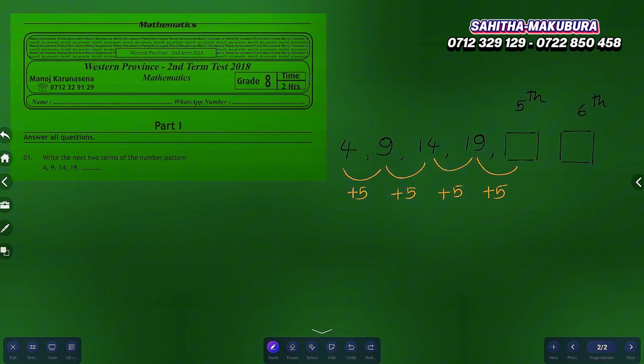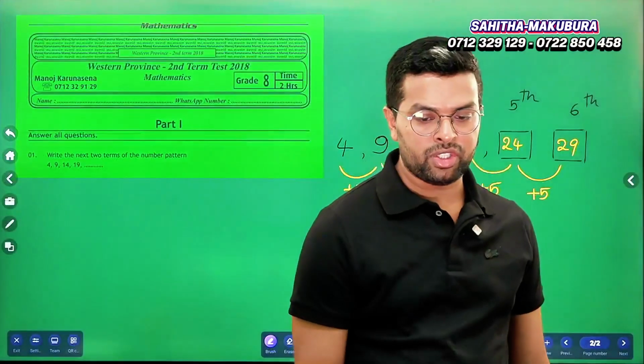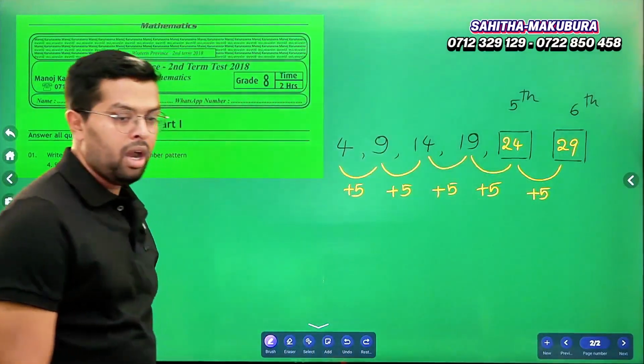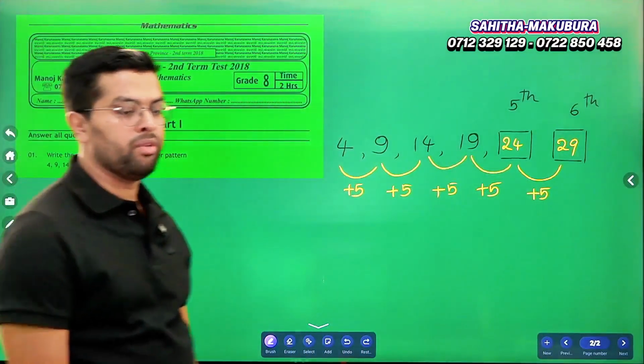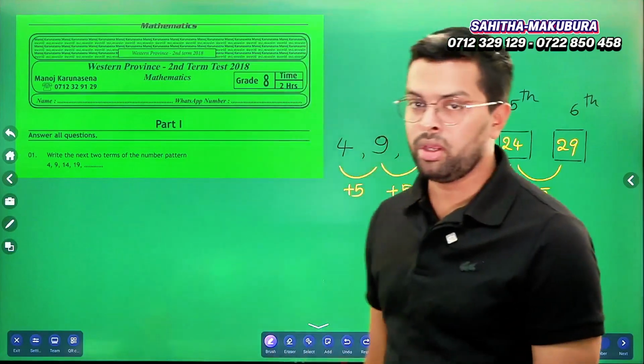19 plus 5 gives you 24. The sixth term will be 24 plus 5, which equals 29. So the answer for question number 1 is 24 and 29.